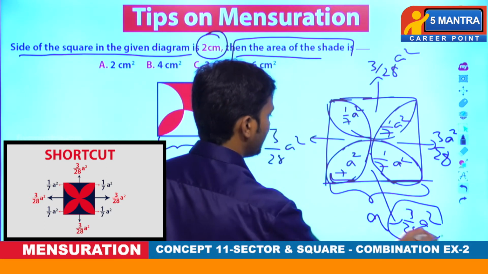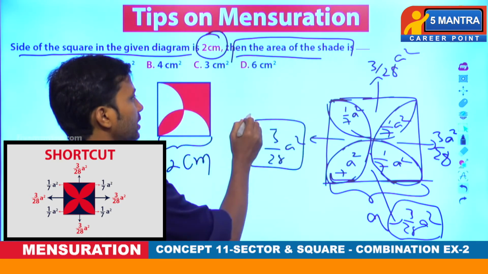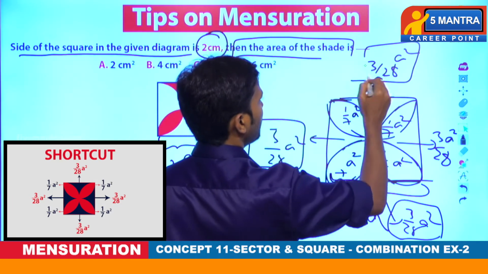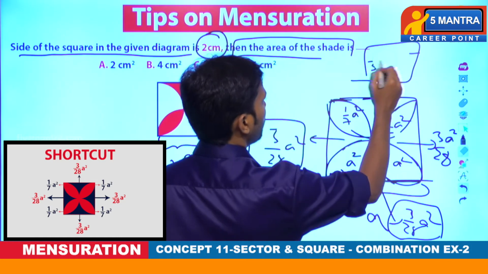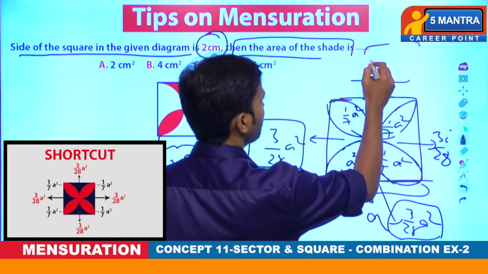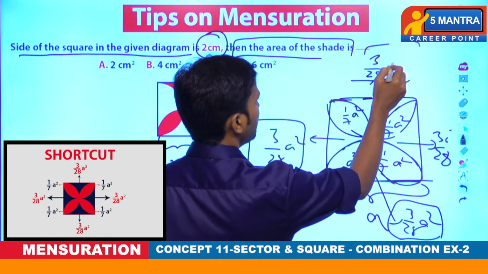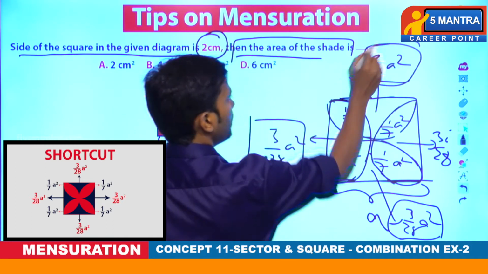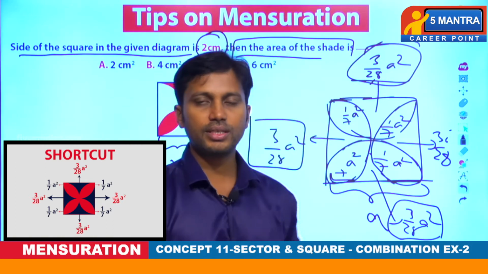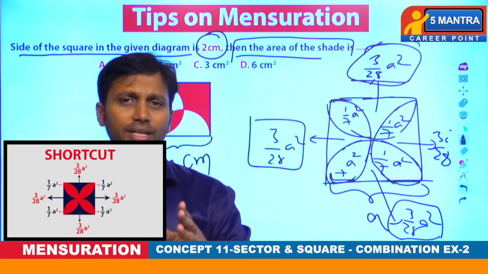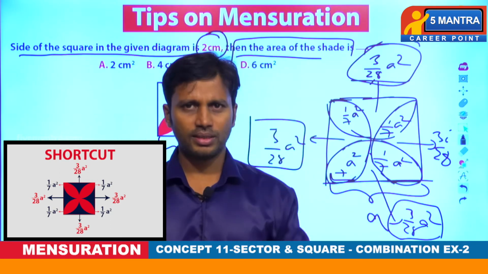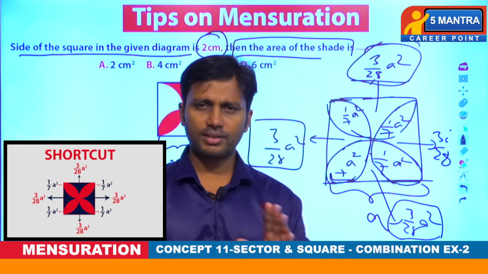So what we did is, we are not blindly using the shortcut or technique. We are using it flexibly according to our requirement. Okay, 3 by 28 a square. So these are the subdivisions of the areas. Now you can find out the area of any smallest piece, minute piece of this diagram. Is that right or not?